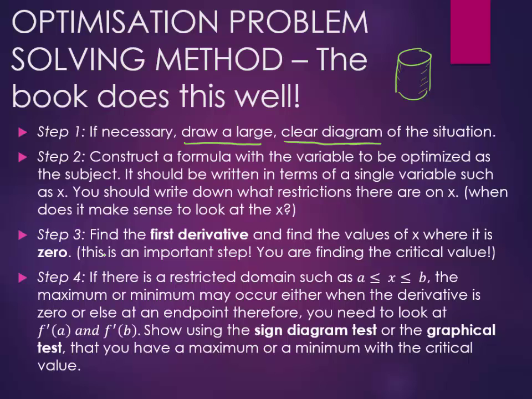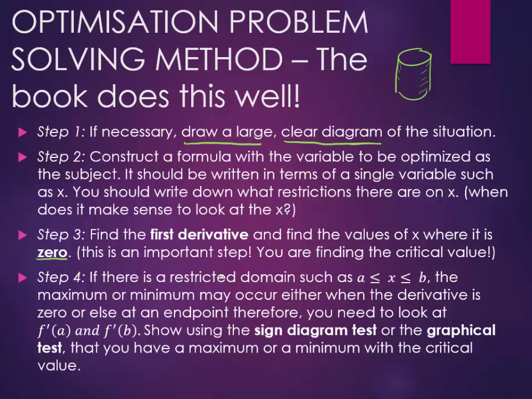After you do that, that's the hardest part, I think. After you do that, you find the first derivative, and I say first derivative because you can find multiple derivatives, but you find the first derivative of it, and find the value of x where it is 0. This is an important step. You are finding the critical values. Okay? You set your stuff equal to 0.